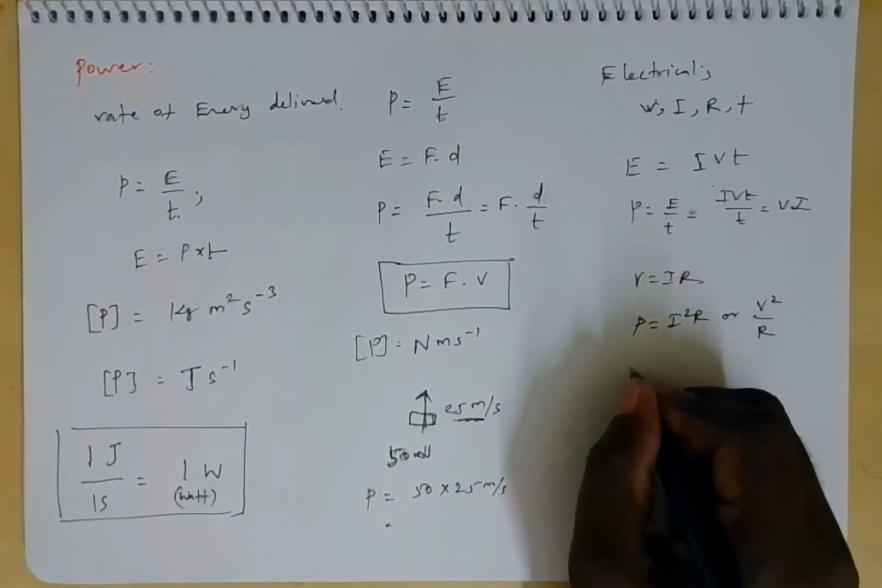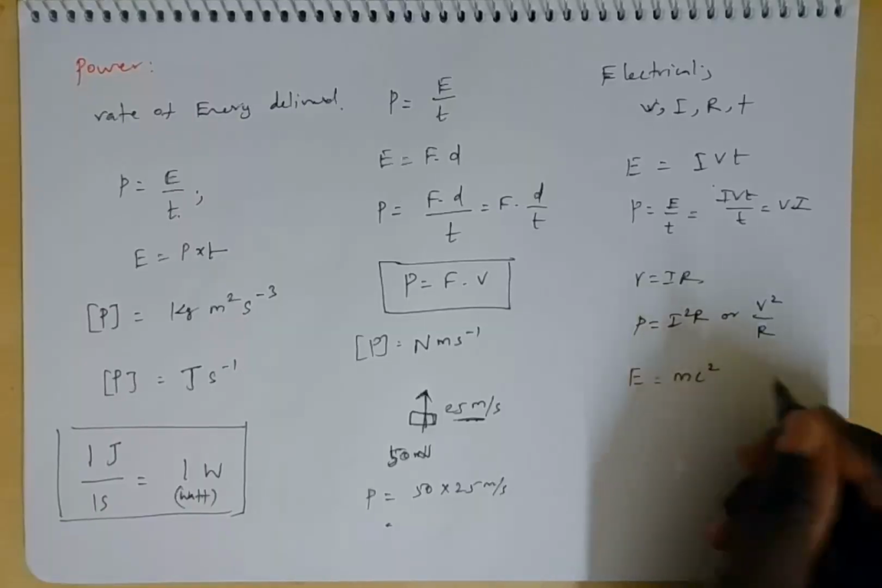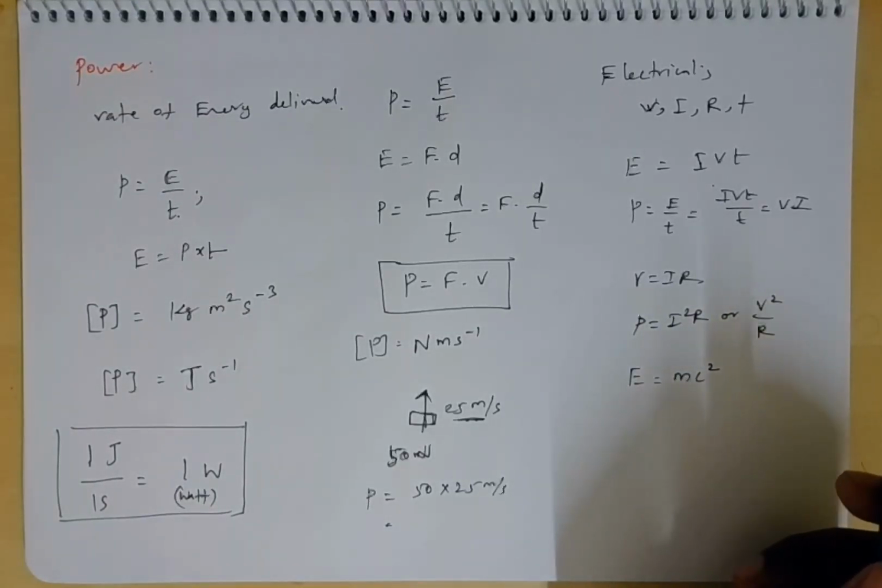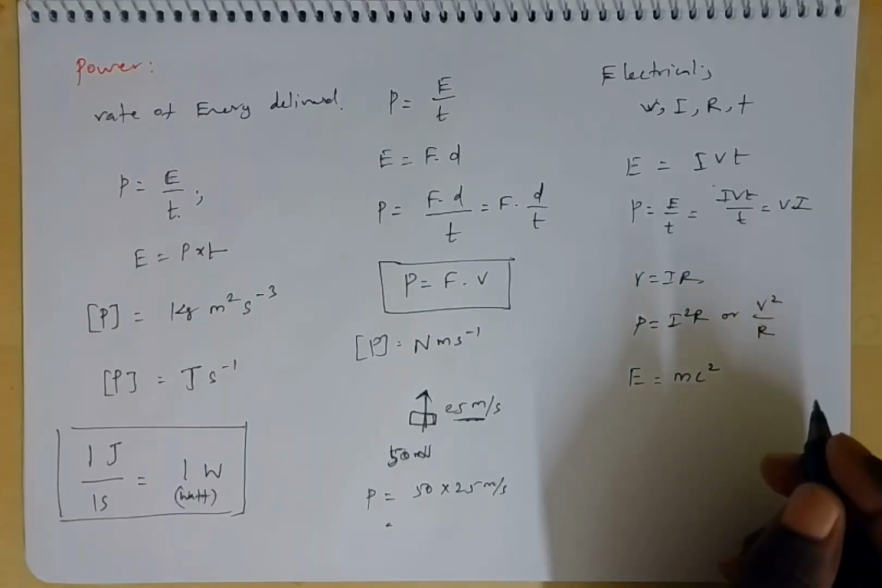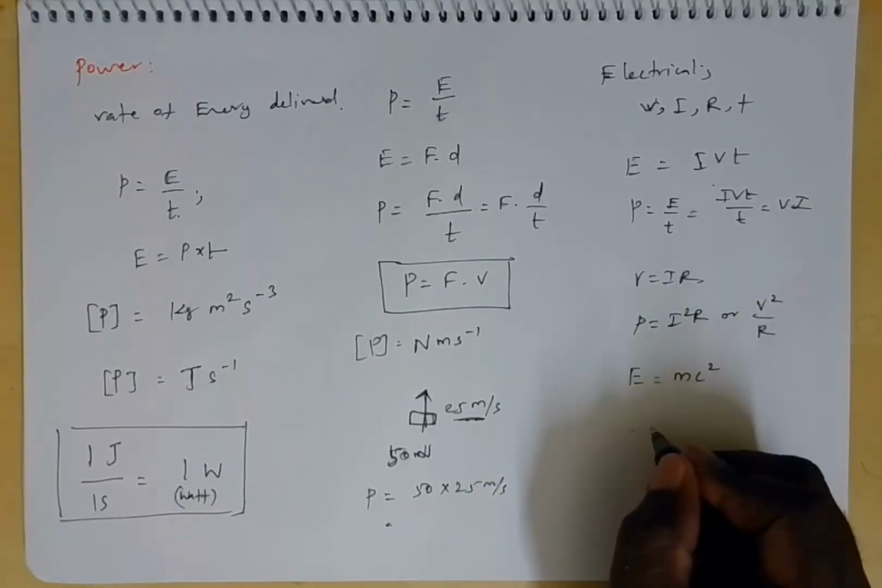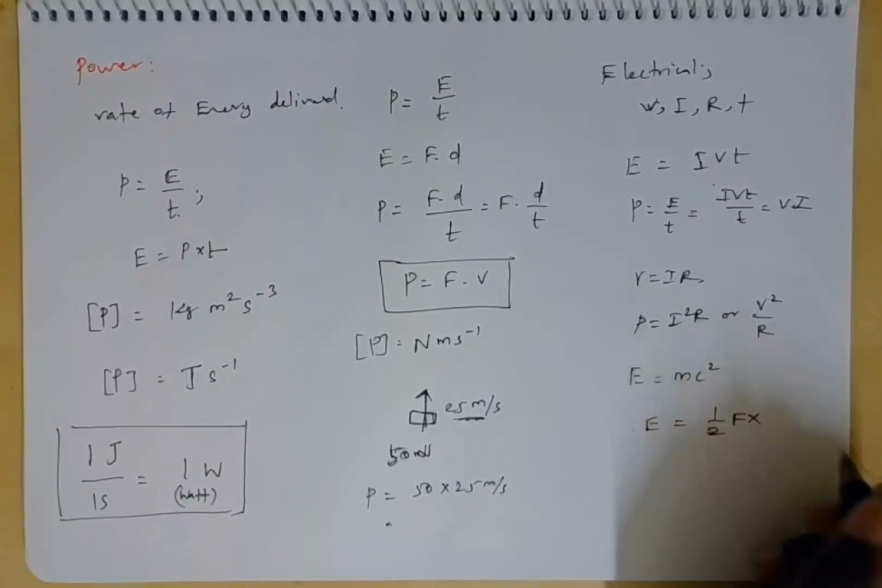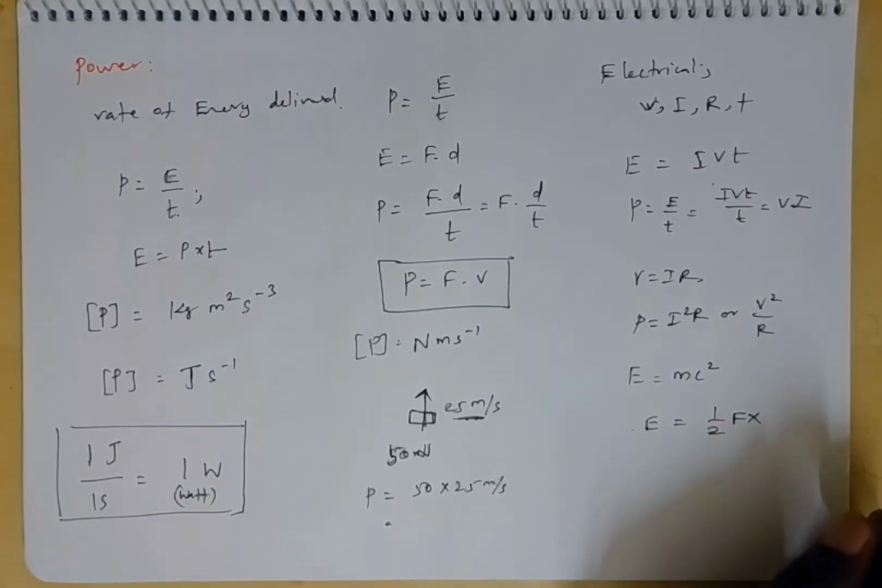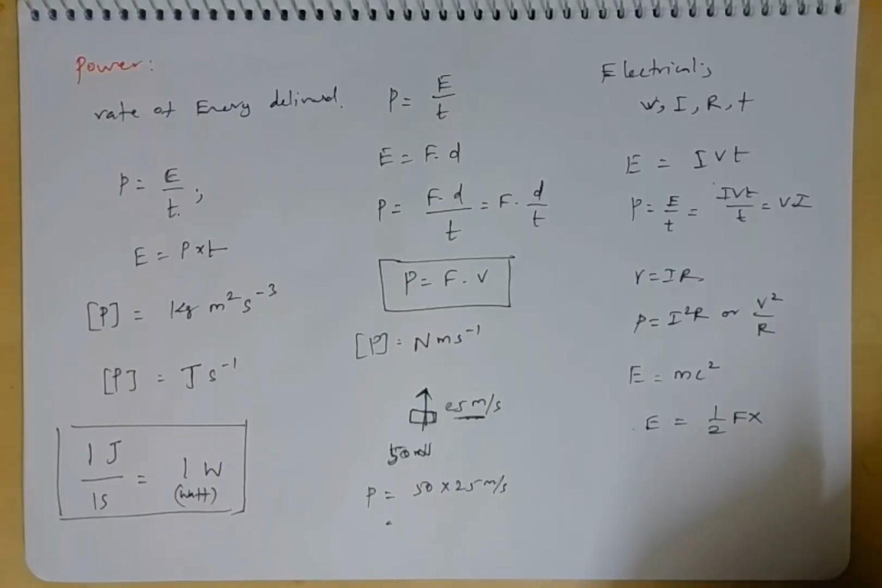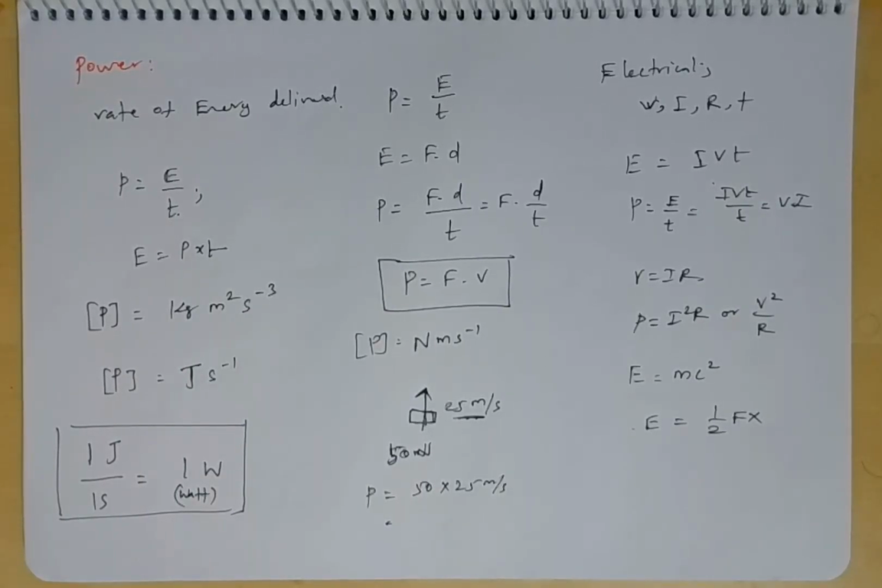In nuclear energy, energy is mc square. We will study energy stored in a spring later, but still I'll give it: energy stored in a spring is half Fx or half Kx square. We will come across this energy and power in different topics until A level also.